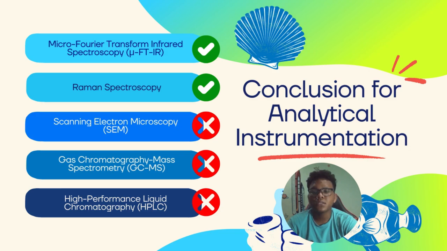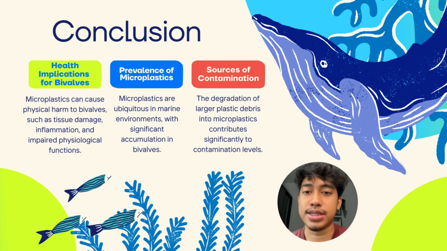Using these instruments, researchers can effectively monitor microplastic pollution and assess the potential risks to marine ecosystem and human health. The studies show that microplastics are widespread in marine environments with significant accumulation in bivalves like mussels and oysters. These microplastics vary in size, shape, and type, but fibers are the most commonly found form.